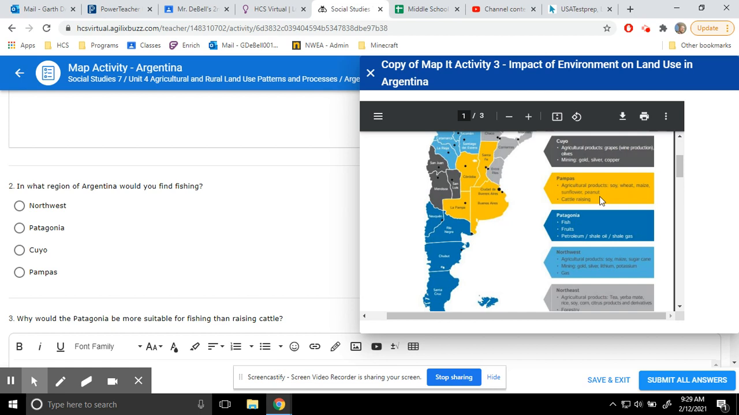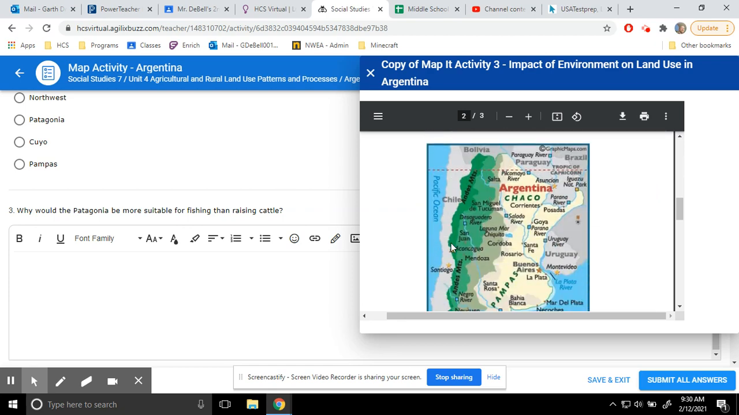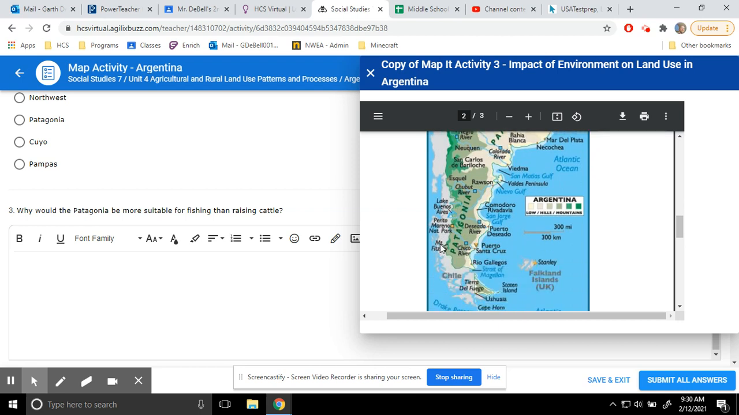Again, you're going to come up here. You're going to look for fishing. Where do they get fish? And you're going to select the area where they get fish. Why would Patagonia be more suitable for fishing than raising cattle? All right. So again, you're going to look here. Patagonia is this bottom section, right? This little tip. You're going to come back down here and you're going to look at this bottom section.